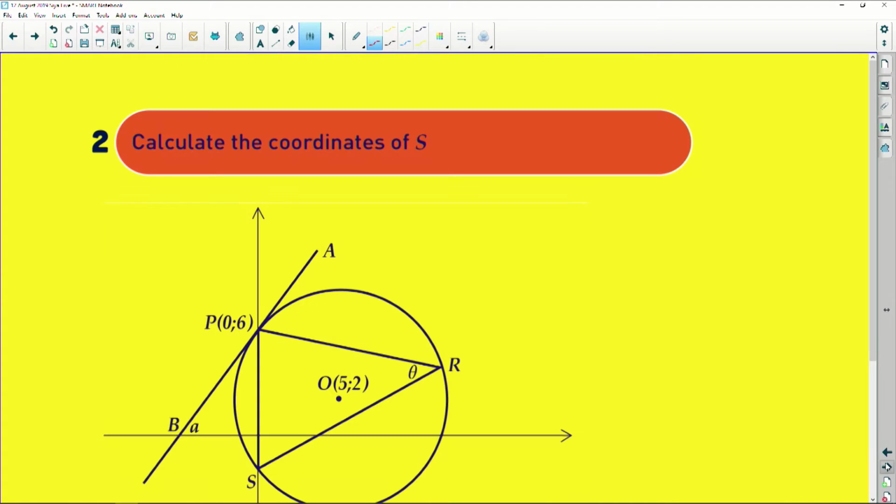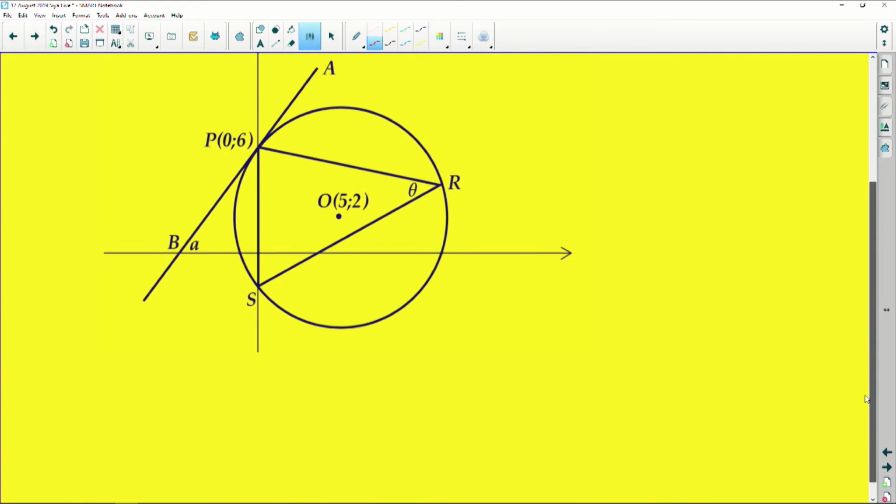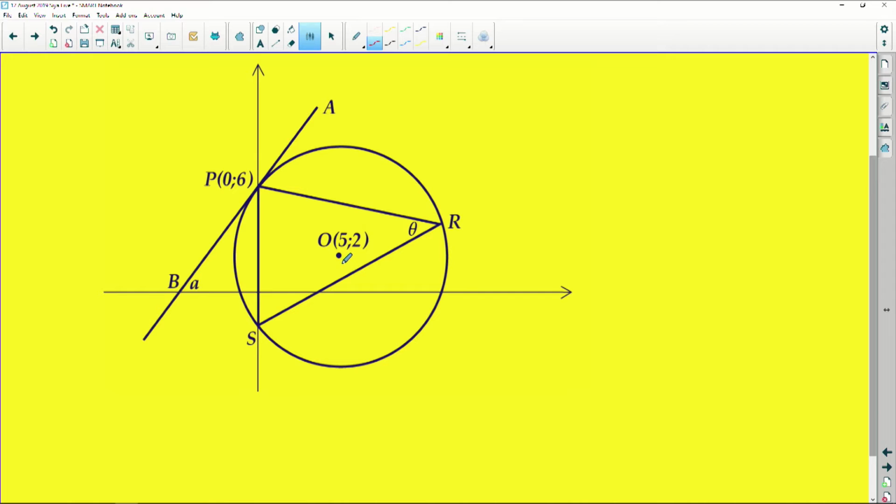The next question: calculate the coordinates of S. So I want the coordinates of S. Now, looking at where S is, what I know is that the distance from S to point Q is the same as the distance from point Q to the coordinates of P. The other thing I know about the coordinates of this point is that the x value is 0, and the y value is what I do not know. But I also know that this is supposed to be negative. Those are the two things that I know.